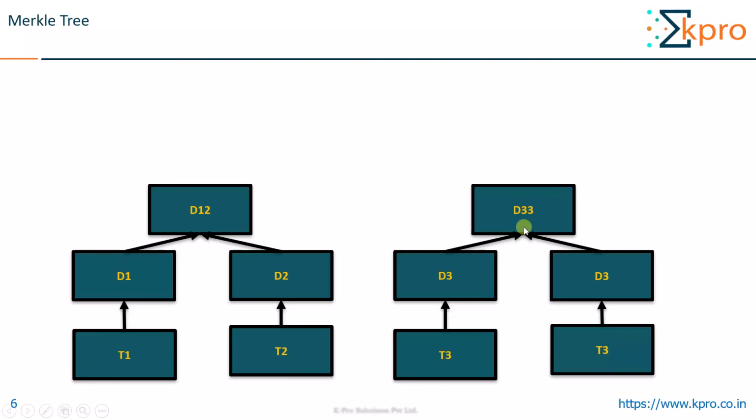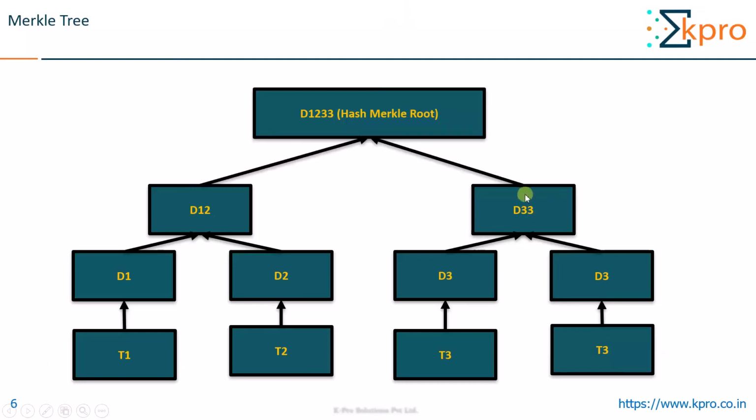Now this process will be repeated until we are left with just one hash for all the transactions in the block. Finally, these two hashes will be concatenated and the final hash would be found out, which is the hash of the Merkle root. So this is basically what the Merkle tree is.